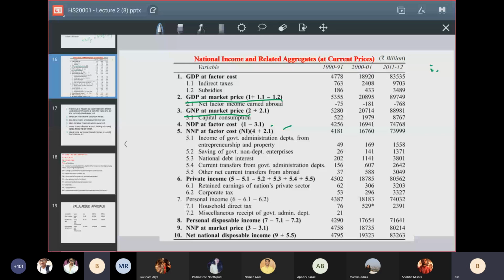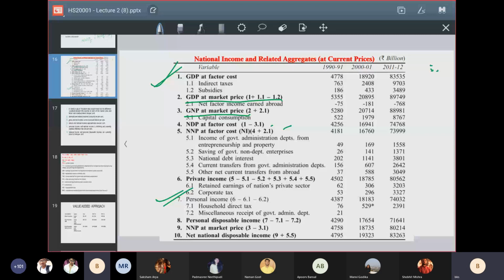And as we discussed, this table gives you the concepts, how we have applied those concepts of GDP and its related concepts in India.